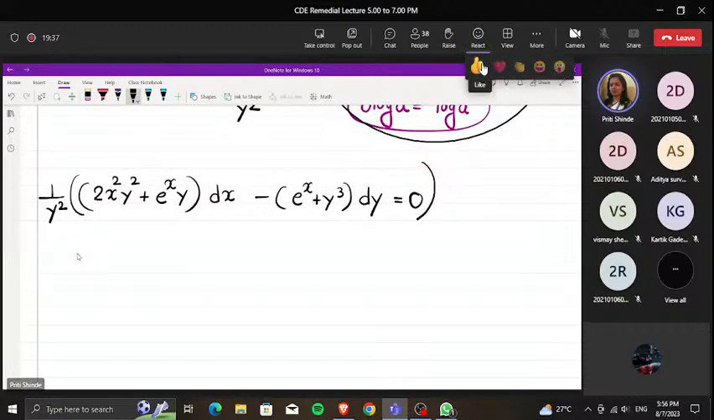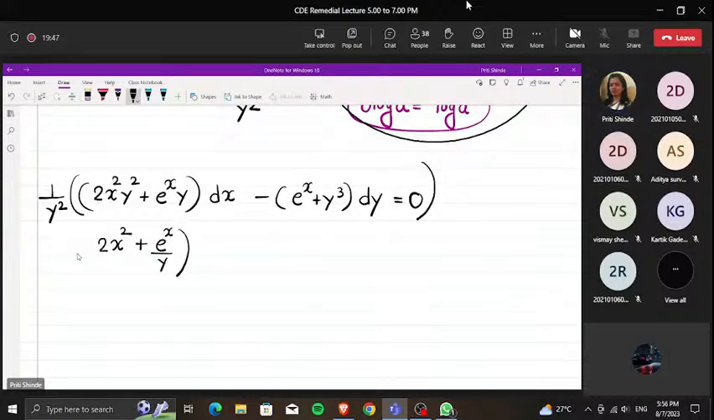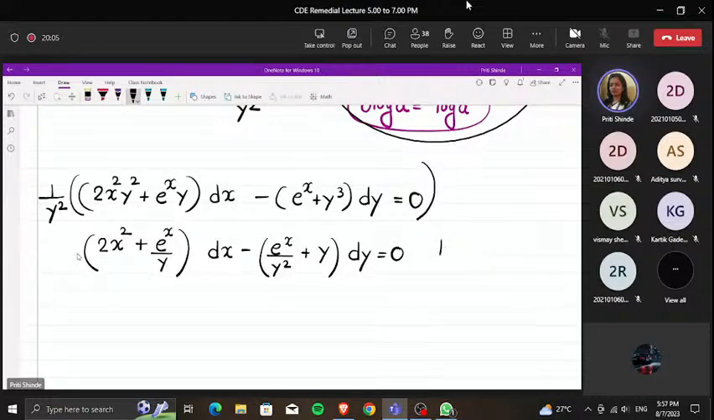So 2x square y square upon y square, so my first term is 2x square only. Plus e raised to x, y upon y square is y into dx, e raised to x divided by y square, y cube upon y square is y dy. Okay, this is an exact differential equation.